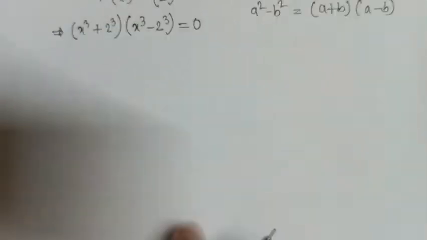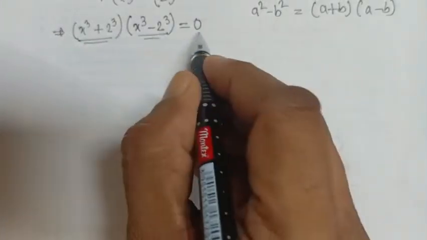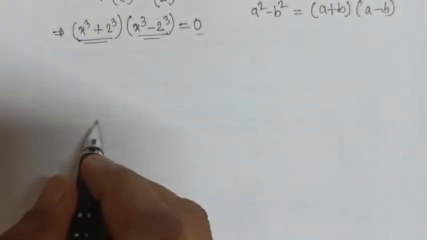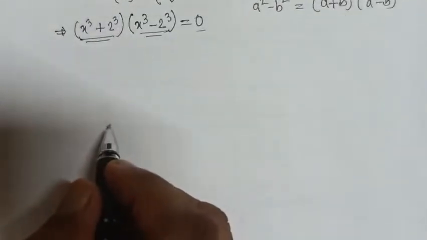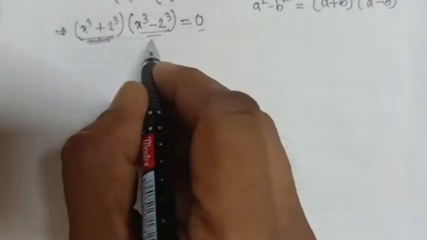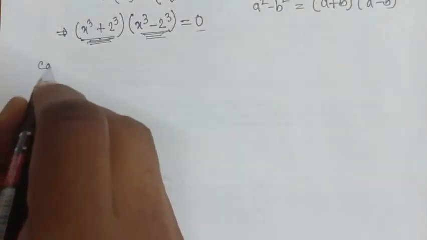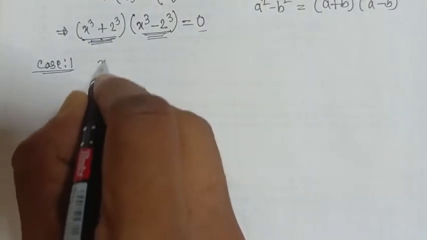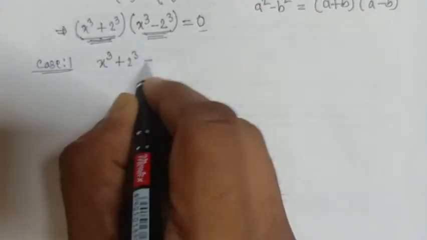Now we are getting these two expressions as a product equal to 0. So we know if the product of two expressions is 0, then either one should be 0 or the other should be 0. For case 1, we take x cube plus 2 cube is equal to 0.